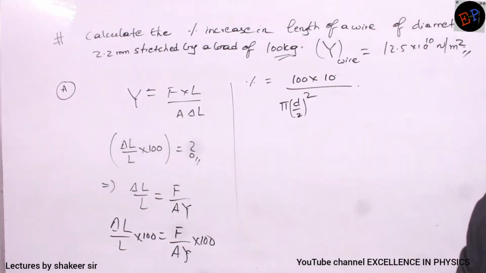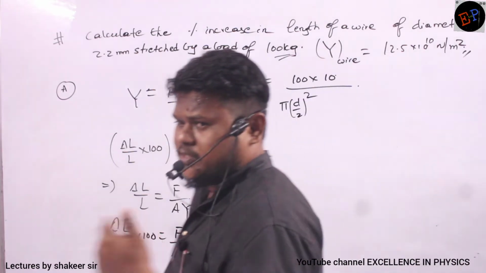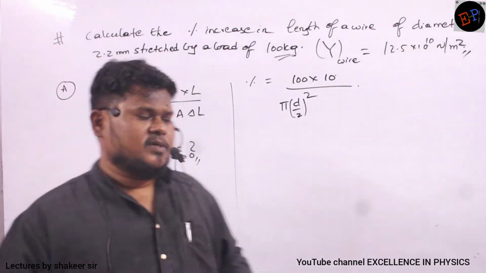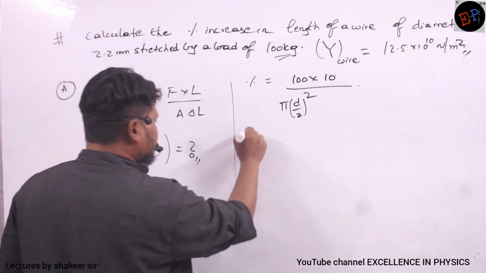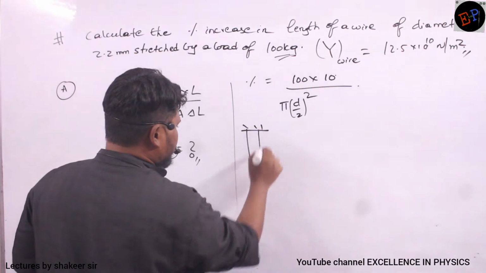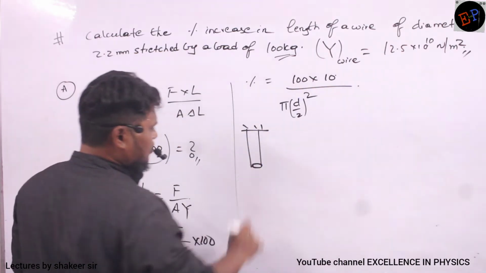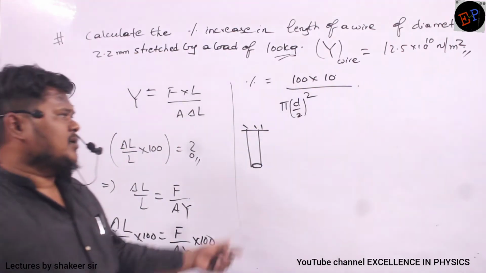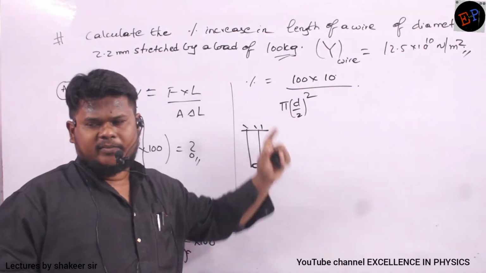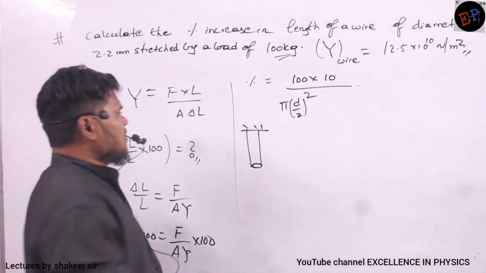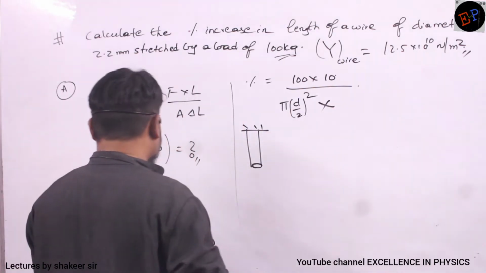A wire will be in the form of a cylinder only. What is the shape of a wire? Cylinder. So the cross section area will be in the shape of a circle only. So what is the area of a circle? Pi r square, or you can write pi (d by 2) whole square. Clear now?